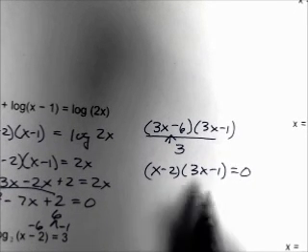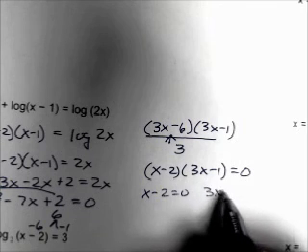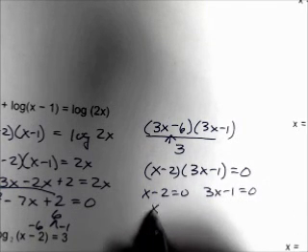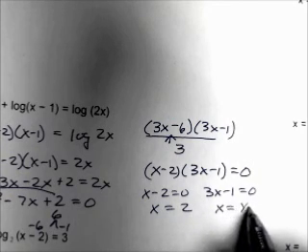So finally we have the factorization. Set each equal to 0. Oftentimes I'll skip this step and go right to the answer. X equals 2, add 1, divide by 3, x equals 1/3.